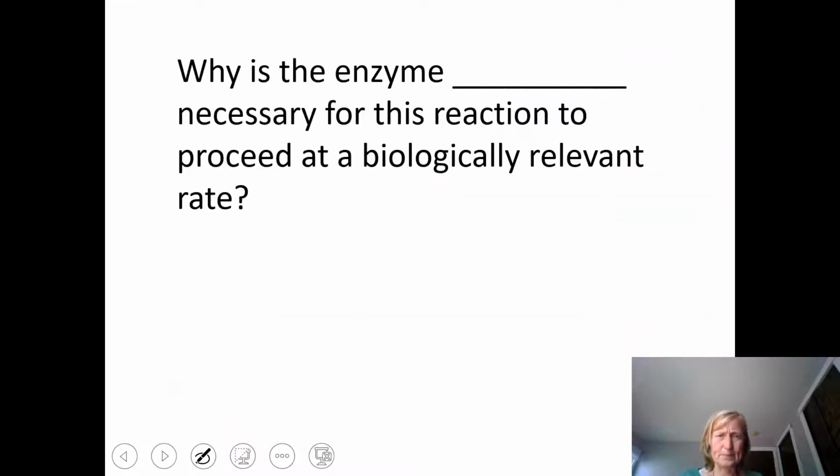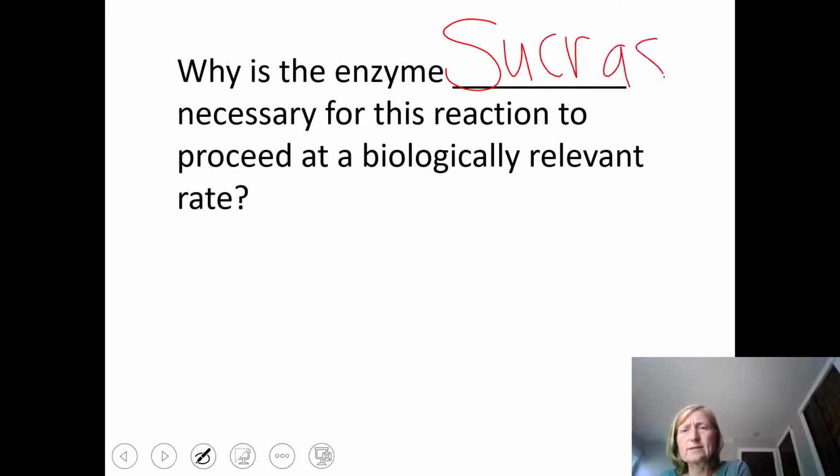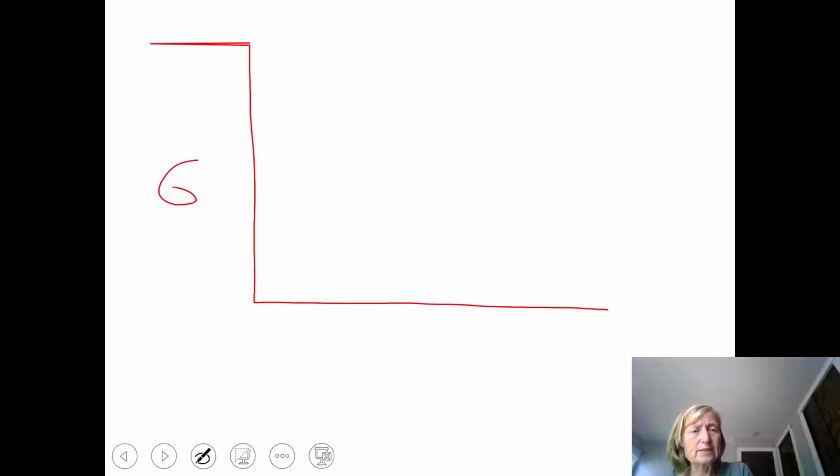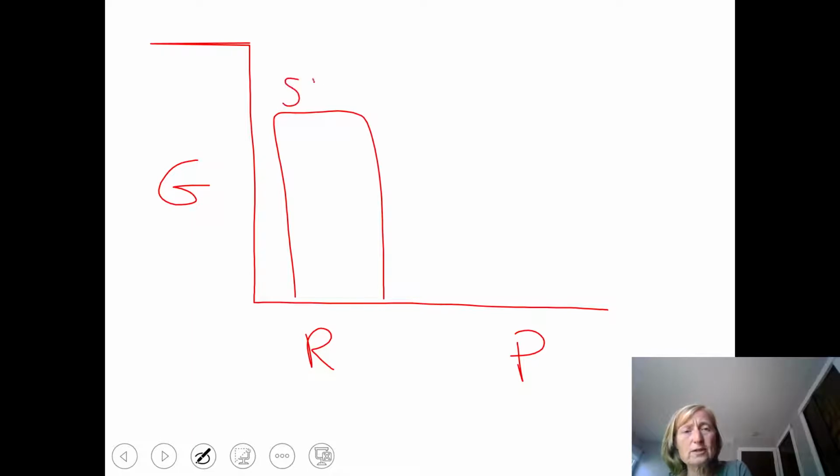Okay, but why is the enzyme sucrase necessary for this reaction to proceed at a biologically relevant rate? This is a spontaneous reaction. It should run by itself, right? Why does it need an enzyme to speed it up? That's the question. Well, when we think about this, G, these are the reactants and the products. When we think about this reaction, we've got sucrose and water up here, and glucose and fructose down here.